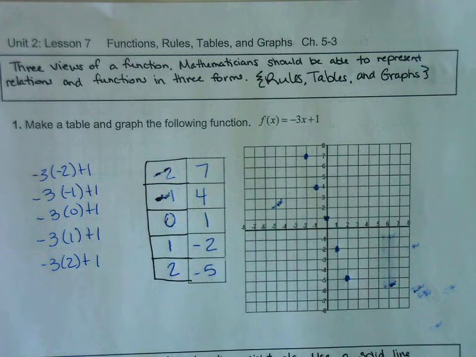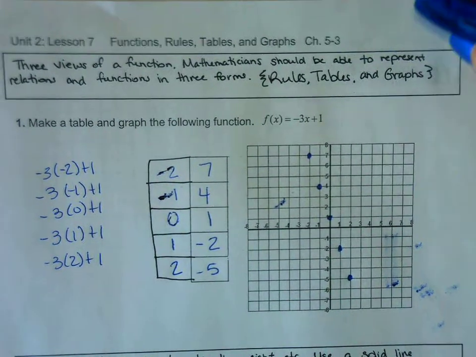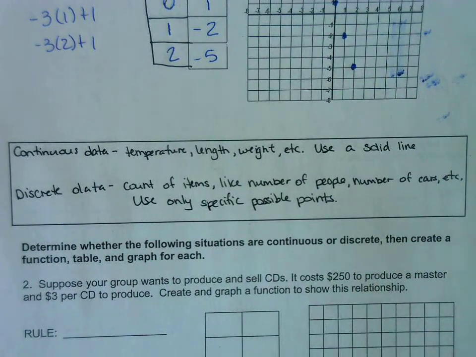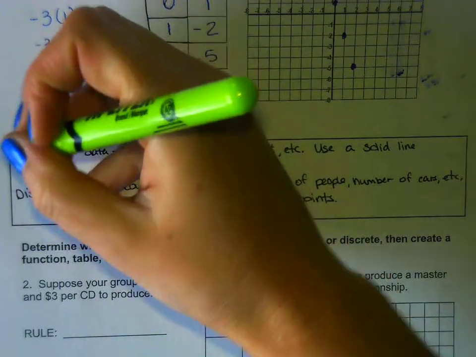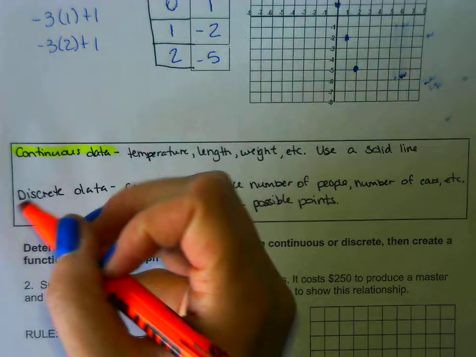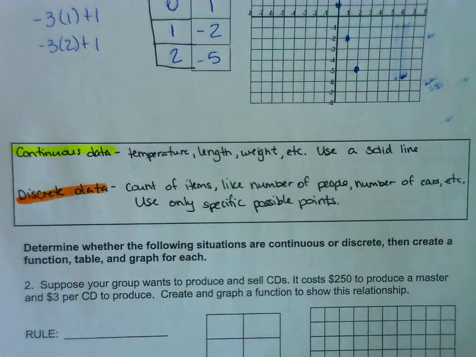So there can be continuous data as well as discrete data. We are talking about continuous data when we're looking at temperature, length, weight, and then we use a solid line to graph that. If we're dealing with discrete data, that's when we're counting items. So for instance, if we're counting the number of people, the number of cars, then you use only specific possible points. You do not connect with a solid line.